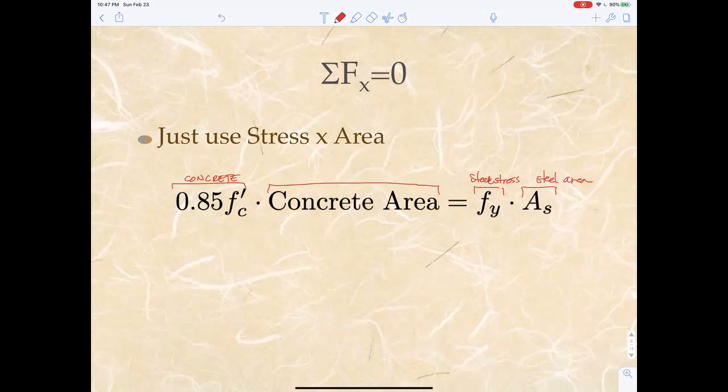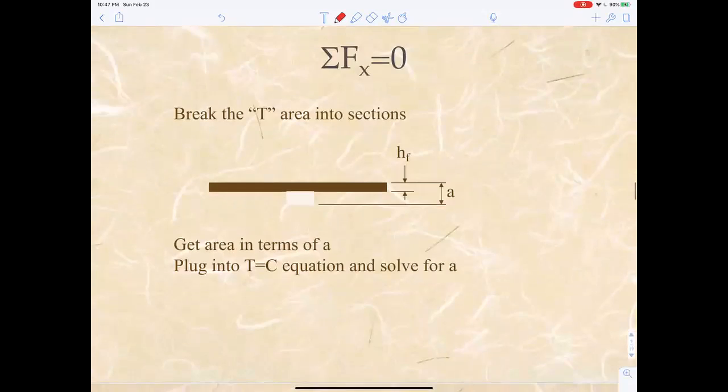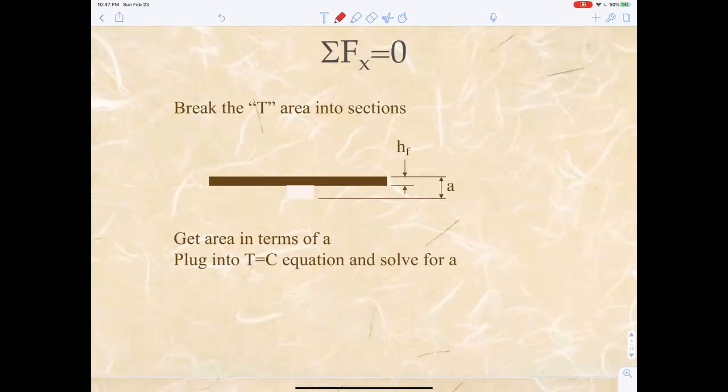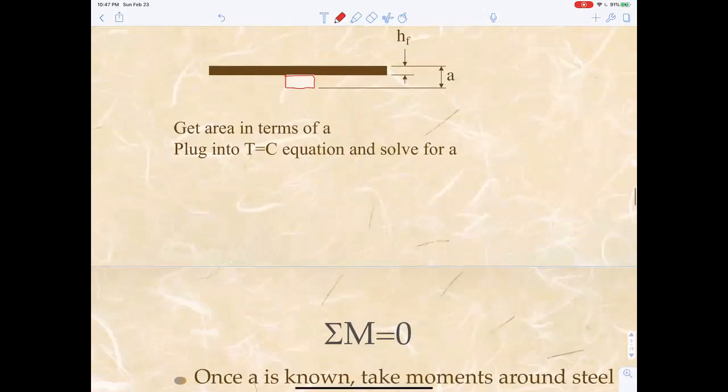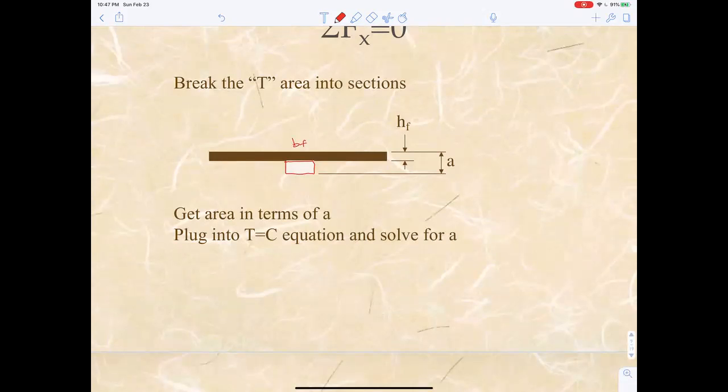Okay, and so the only difference is that this area, instead of a rectangle, is now the area of a T shape. Okay, so break the T into two sections or two rectangles. So let me outline this. Okay, so we have that brown rectangle and the white rectangle, and get that area in terms of a. So use T equals C and solve for a. And so, for example, in this case, let's say that's b flange, call that area 1 and area 2.